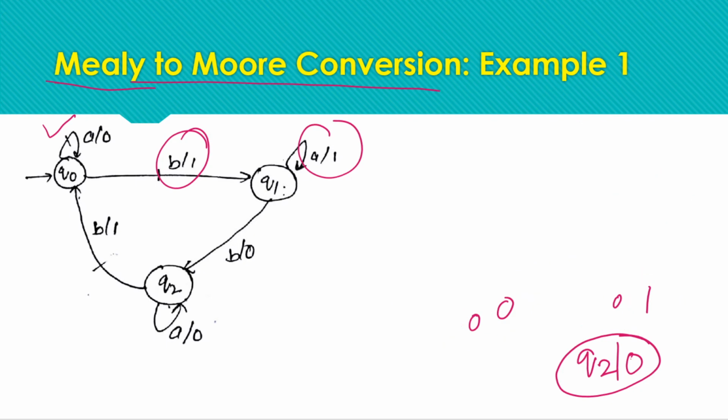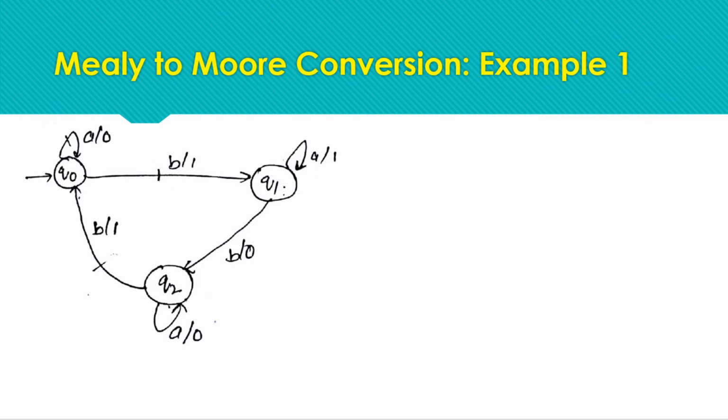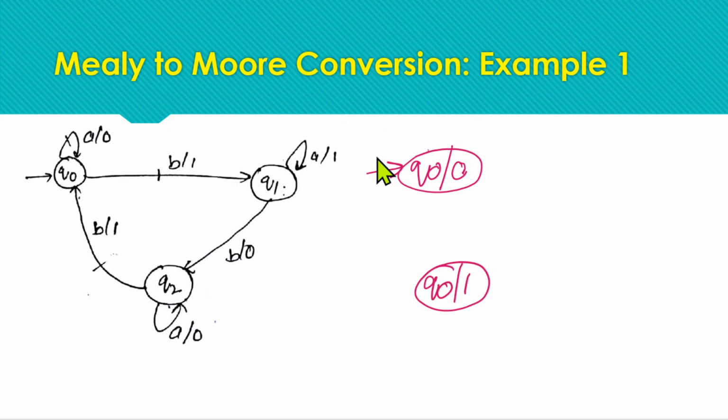So here, starting with the conversion process, we are drawing the transition diagram for the Moore machine directly. As Q0 has 2 outputs, 2 states are required in the equivalent Moore machine. So Q0 for output 0 is this, and Q0 for output 1 is this, right?